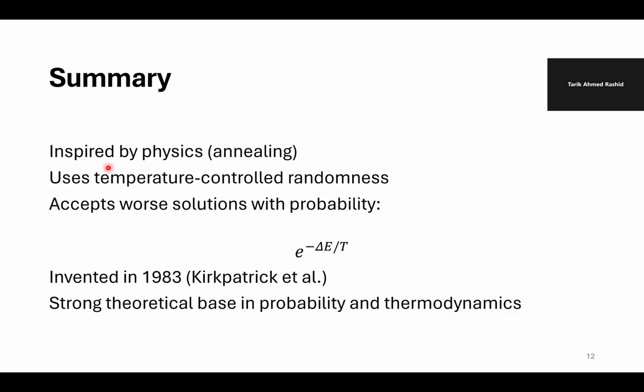Now, summary. Inspired by physics, annealing, it uses temperature-controlled randomness and accepts worse solutions with this probability. The algorithm was invented in 1983 by Kirkpatrick and his colleagues. It has a strong theoretical base in probability and thermodynamics.